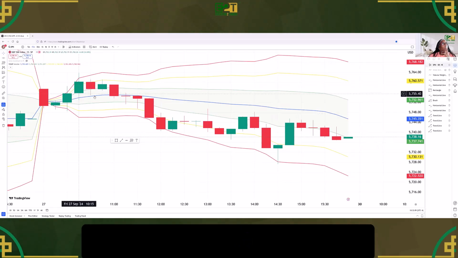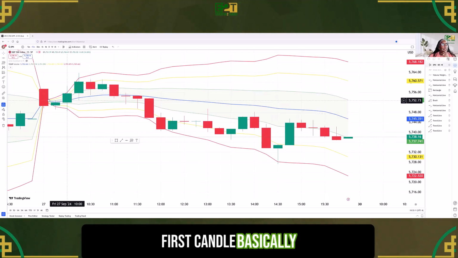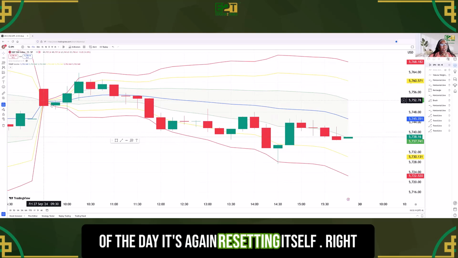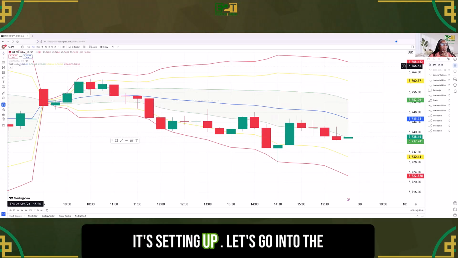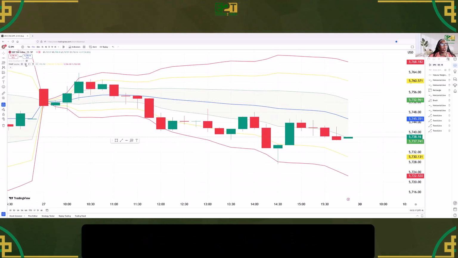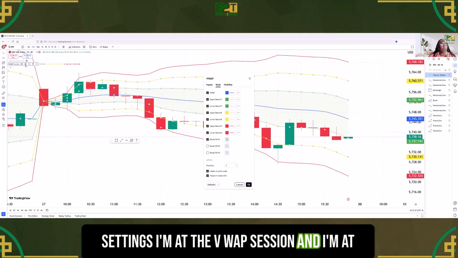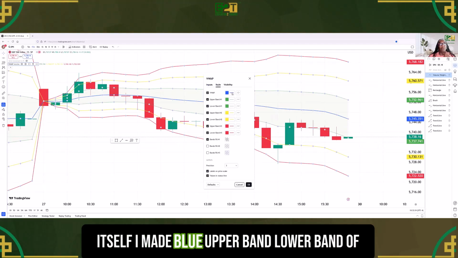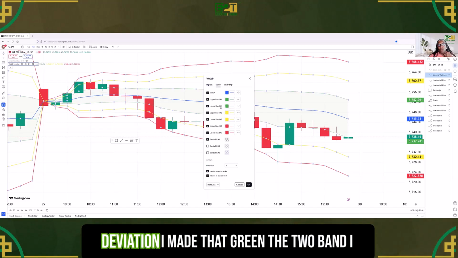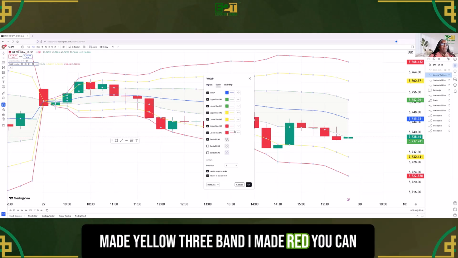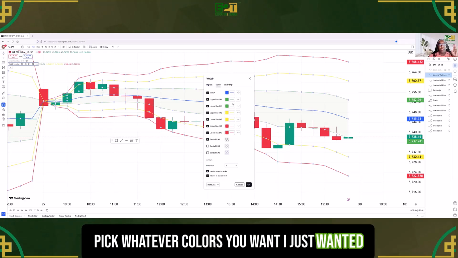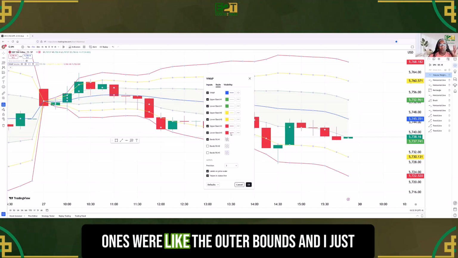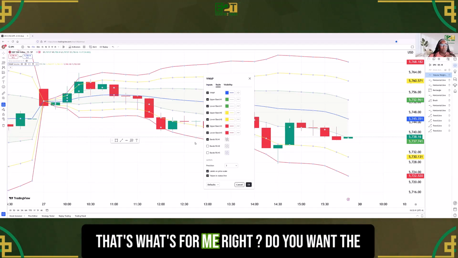So first candle basically of the day, it's again resetting itself. It's setting up. Let's go into the settings. I'm at the VWAP session and I'm at settings here. You've got the bands and the VWAP itself. I made the blue the upper and lower band of number 1, which is the 1 standard deviation. I made the 2 band green, and the 3 band red. You can pick whatever colors you want. I just wanted green, yellow, and red. I wanted to know which ones were the outer bounds, and that's what works for me.